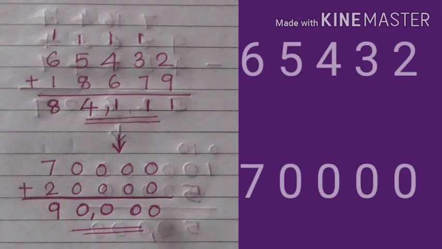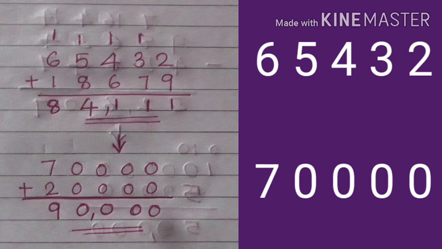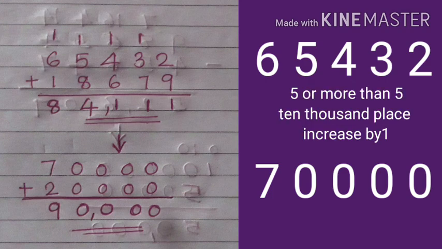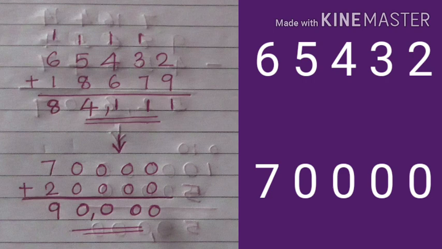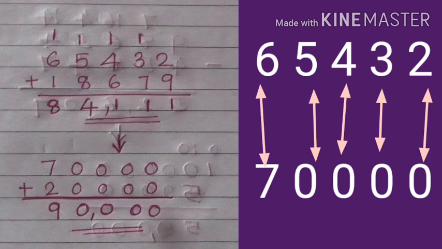The first number, 65,432, rounding off to the nearest 10,000s place. So we look at the thousands place. The thousands place is 5, 5 or more than 5. Increase the 10,000s place by 1. So 6 becomes 7. It becomes 70,000.